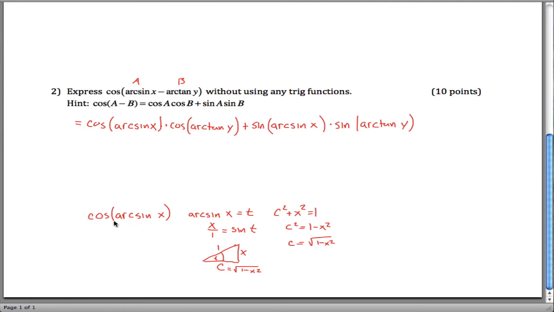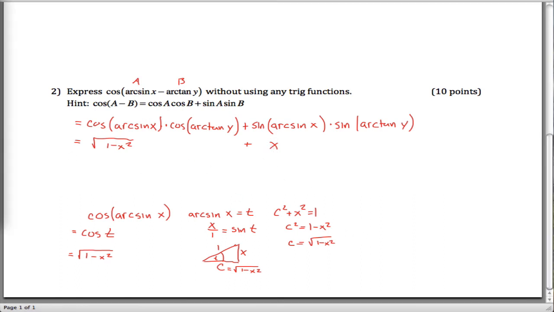So what I'm trying to figure out is the cosine of arcsine of X, but really that's just the cosine of T, because arcsine of X is T. Cosine is adjacent over hypotenuse, so it's the square root of 1 minus X squared over 1. In other words, this mess right here is the square root of 1 minus X squared. One down, four to go. The good news is that one of these is really easy. Sine of arcsine of X is just X. Those are inverse functions of each other.